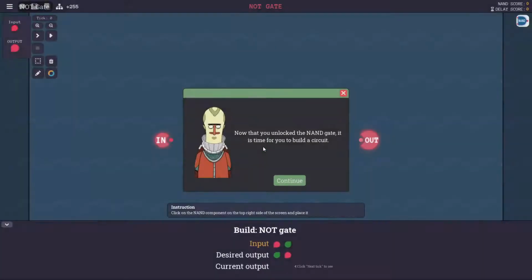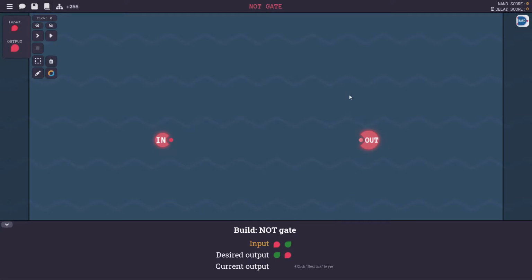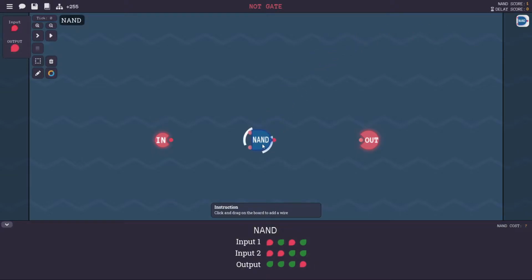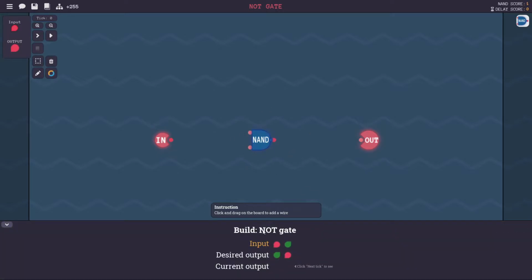We can now move on to the NOT gate. And you can see that we are given the NAND component. This is the only component that we have, so we must use this. And our task is to convert this NOT AND gate into a NOT gate. Obviously, there's only one output to our gate, so that's going to be our basic connection there. And you can see that when the input is low, we want it to be high, and when the input is high, we want it to be low.